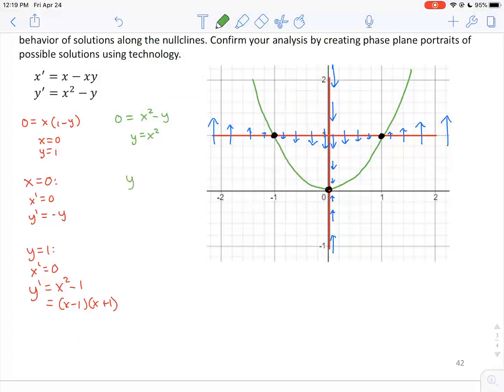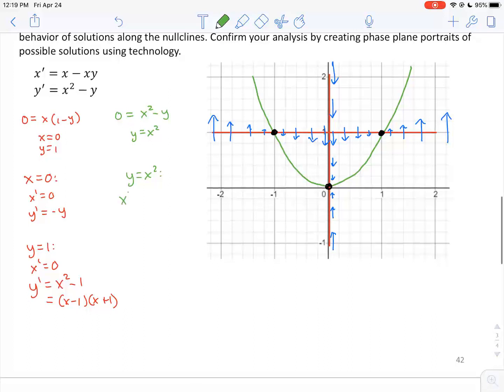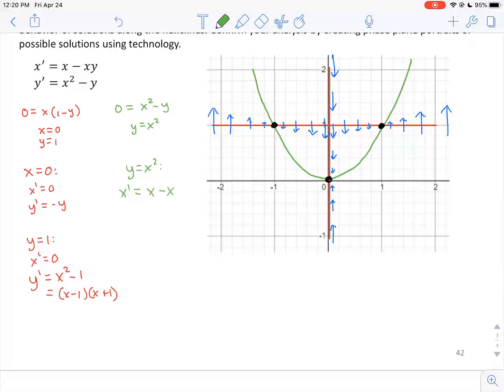And now we're going to analyze what happens along y equals x squared. If y is equal to x squared, then x prime is equal to x minus x cubed, which can be factored to x times (1 minus x squared), which can be factored to x times (1 minus x) times (1 plus x). And y prime will be 0. In fact, let me put y prime equals 0 above.